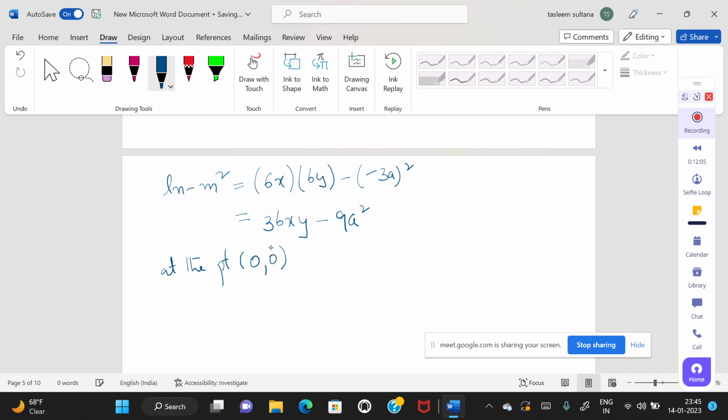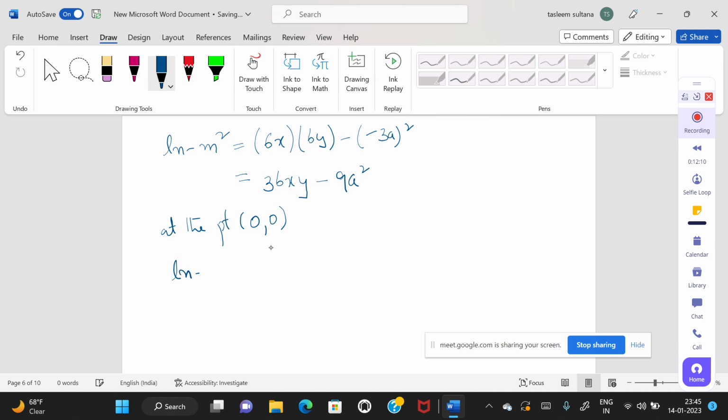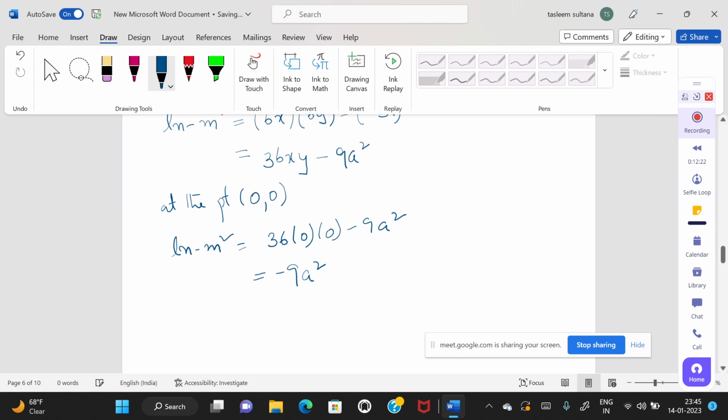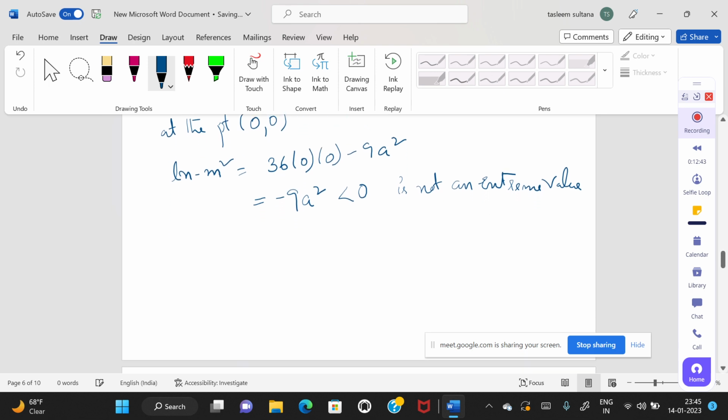Now at the point (0, 0), that means x is equal to 0 and y is also equal to 0, ln − m² is equal to 36 into 0 into 0 minus 9a². It's equal to −9a², which is less than 0. So ln − m² is less than 0. That means it's not an extreme value. So we cannot decide whether it's going to be a minimum or a maximum.